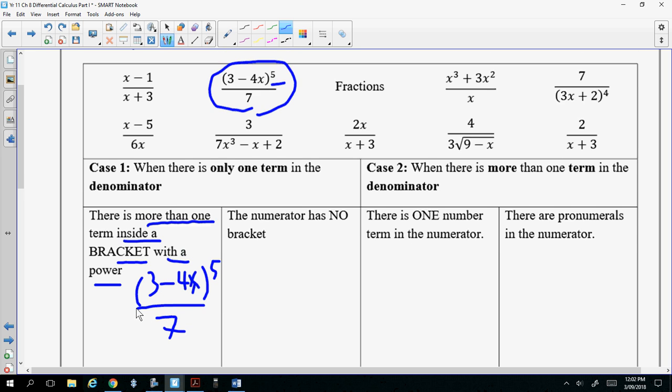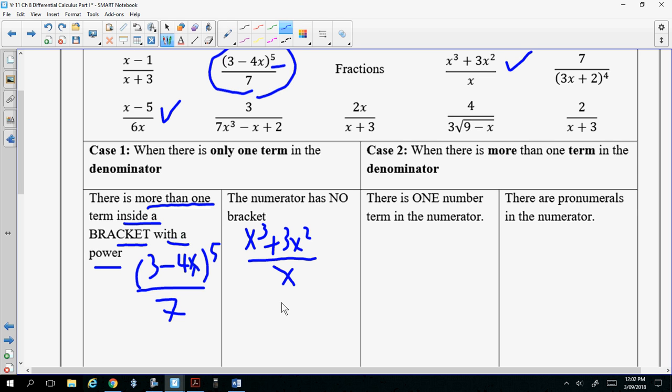Alright, anything else? I think that's the only one. The numerator has no bracket. Which one has a numerator with no bracket? This one, right? One term. Okay, let's write these two: x cubed plus 3x squared over x, as well as x minus 5 over 6x.